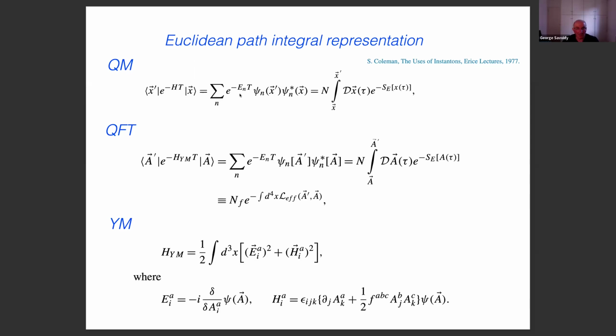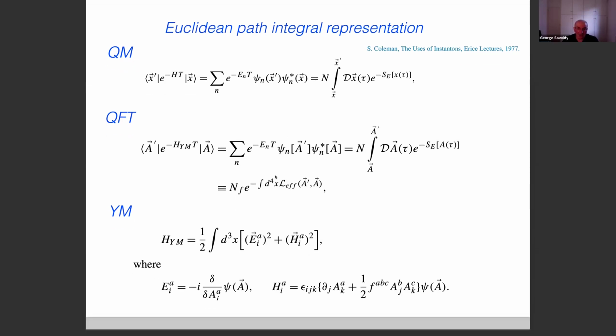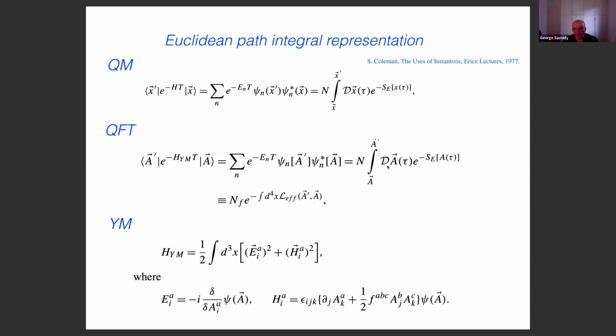And as you see, here we have energy states and eigenfunctions. But on the right is an absolutely unphysical Euclidean path integral. So if you calculate this path integral, you will learn about energy states and eigenstates. The same is true in quantum field theory when you formulate it in this way, right? And it gives you the effective Lagrangian. So in Yang-Mills theory, the Hamiltonian is defined as the chromoelectric field squared plus the chromomagnetic field squared, where the operators are defined this way.